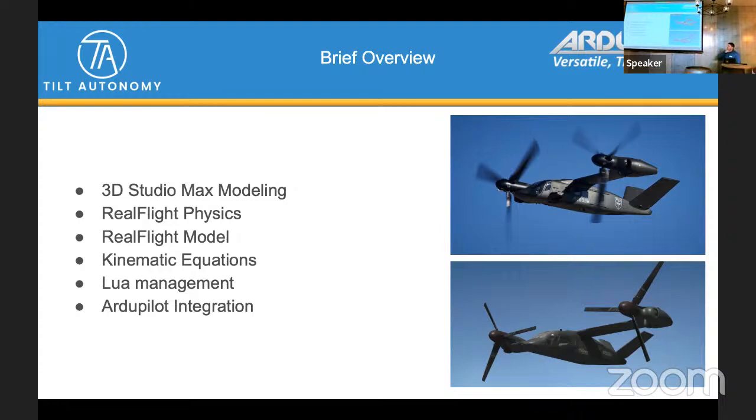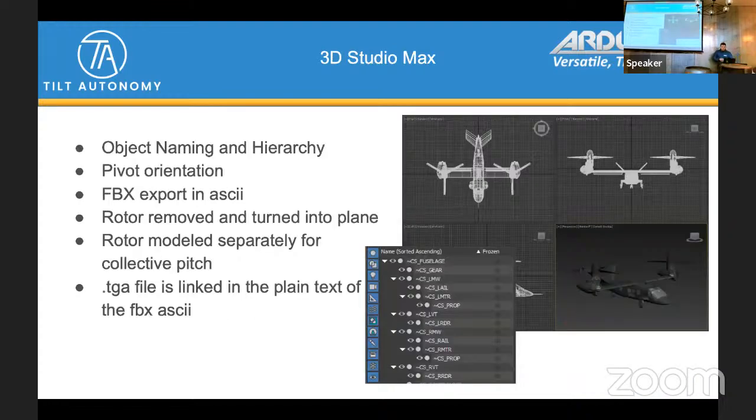One of those is a real flight model and one of those is not. So I think it turned out pretty well. I was pretty impressed with the whole process. It was a fun project. In 3D Studio Max, if you're not familiar, it's sort of a bear if you're not in that world every day. The important thing to get it into RealFlight is object naming and hierarchy. And you can see here what those look like.